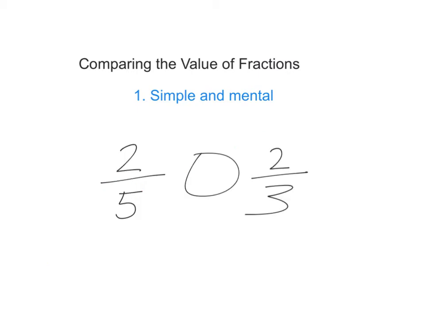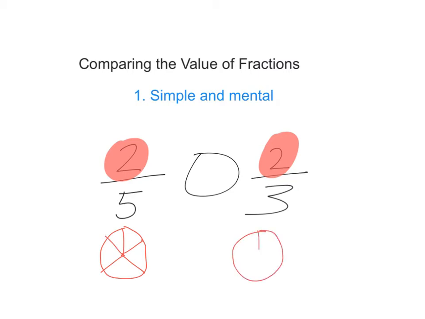The other example of simple and mental is when you have common numerators and your denominators are different. This one is a little bit confusing to think about, but if you imagine, again, a pizza, this one is cut into 5 slices, and another pizza that's cut into 3 slices. Because this fraction has a smaller denominator, the pieces are bigger in size.